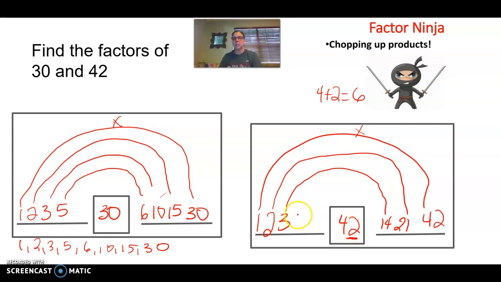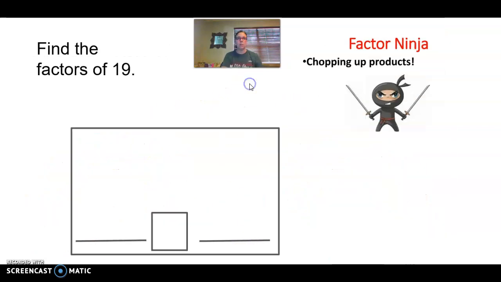Will 6 go into this? Well, what do you think? I think it may. What's 6 times 7? I believe 6 times 7 is 42, and then we start back over at 7, and so we're done. So 1, 2, 3, 6, 7, 14, 21, 42. Okay? All right, one more, and we'll be done.